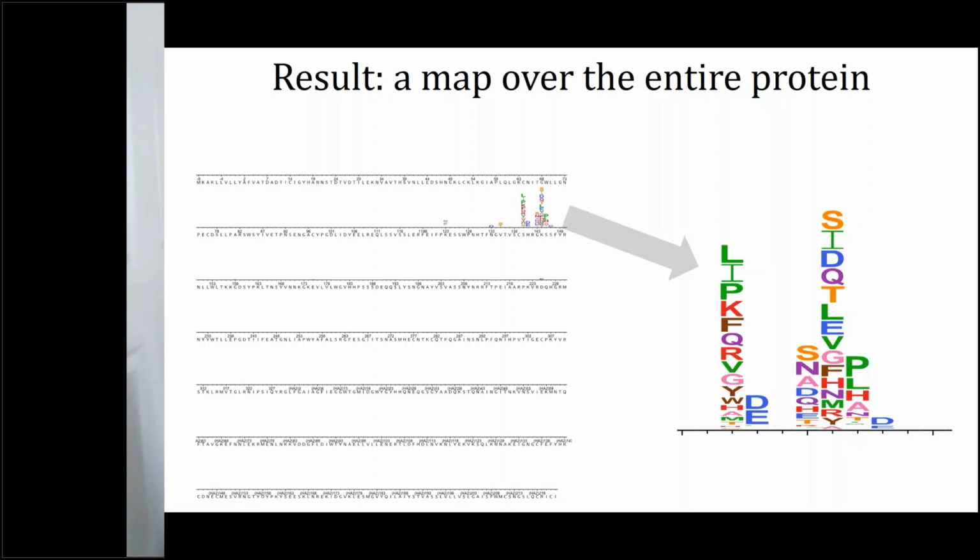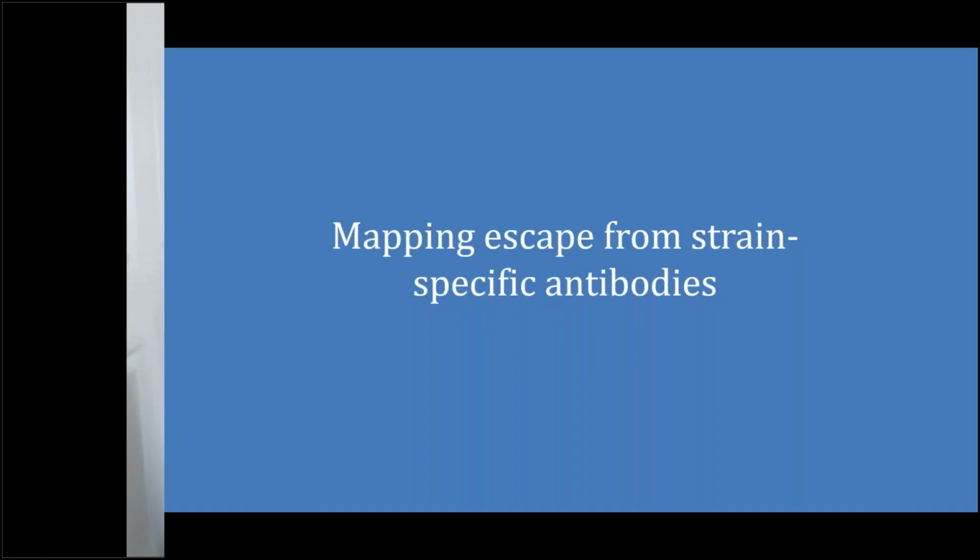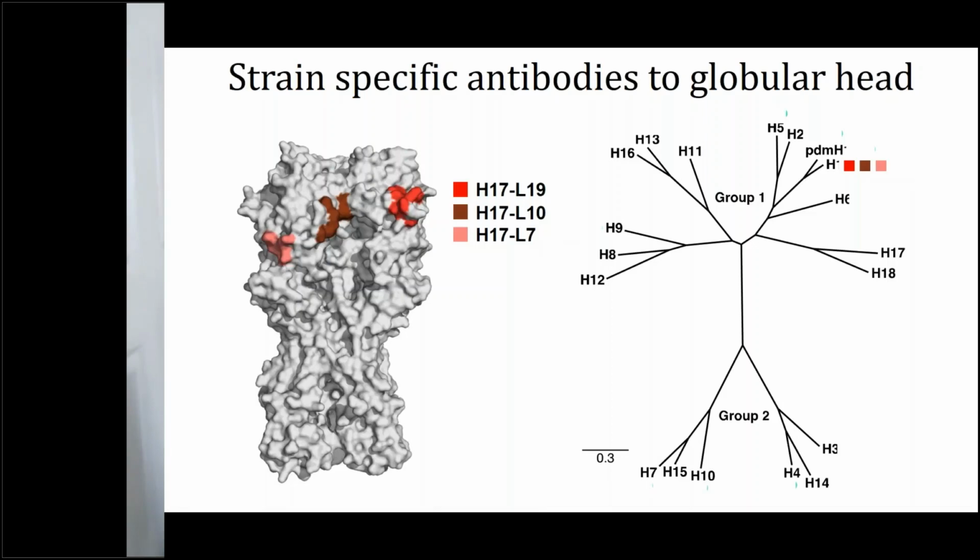So the first question with any high throughput experiment is, do these results make sense? So I'm going to first validate this approach by mapping escape from some strain-specific antibodies to hemagglutinin. These strain-specific antibodies, again, are from these classic studies from the Gerhard lab, including work by Jonathan Udell and Andrew Caton. And these are antibodies that bind to lab-adapted, so PR8 and WSN, H1 hemagglutinins, and they bind up here on the globular head. So these are strain-specific antibodies. If you ask which strains they neutralize, they really only neutralize these H1 strains.